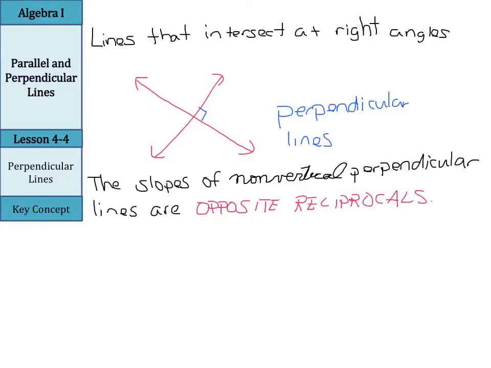Now, what's that mean? Well, think about reciprocals. If we have a line that has a slope of 3/4, well, think about what's the reciprocal of that. Well, 4/3, but the opposite of that is -4/3. So if one line had a slope of 3/4, the line perpendicular to that would have to have the slope of -4/3. Now what we can do is use slope to determine whether or not two lines are perpendicular by seeing if the two slopes are opposite reciprocals.